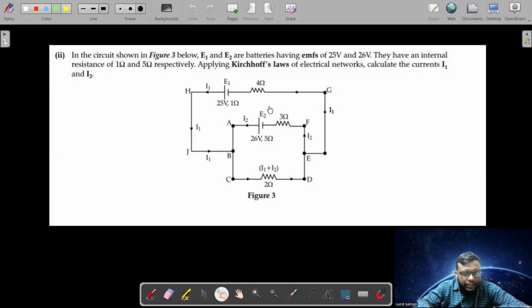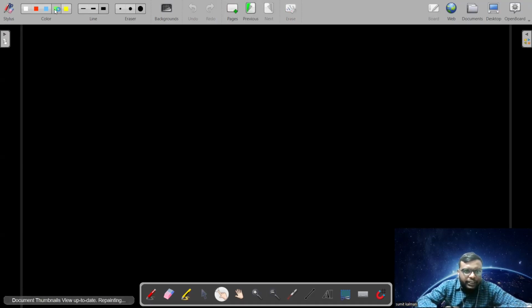Here, first we will apply KVL, that is Kirchhoff's voltage law, in loop HJBAFEGH. I am repeating once more: first, we will take loop HJBAFEGH. So here we'll proceed for the next step.